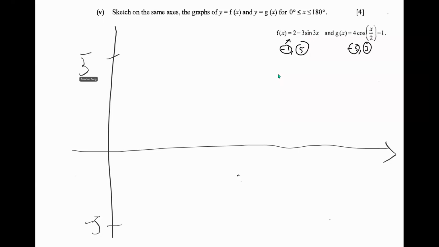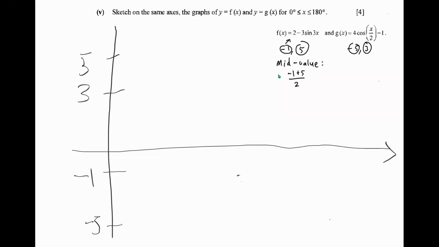Good. Mid value. Which graph are you trying to draw first? f of x. Okay, let's think it out. First, you must find the mid value, right? The mid value. What is the mid value? Minus 1 plus 5 divided by 2 is? Wait, I mean it's 2.